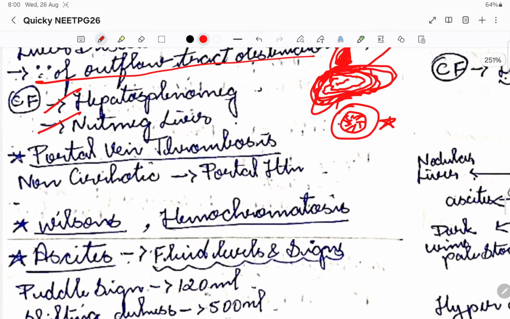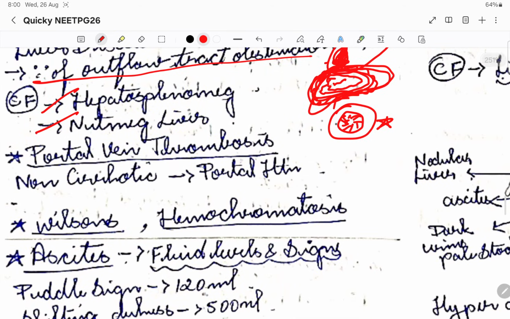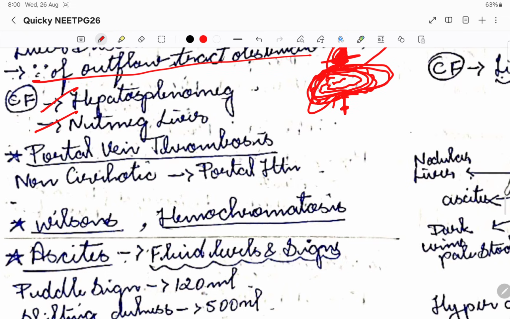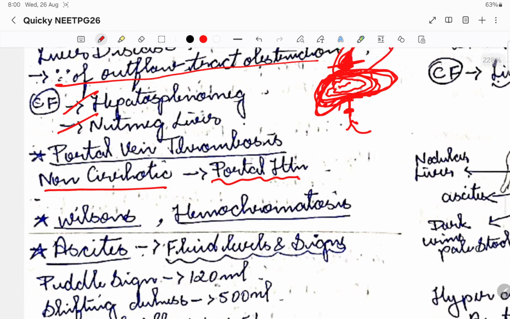Coming to portal vein thrombosis. In Budd-Chiari the obstruction was in the hepatic vein. But if there is an obstruction in the portal vein itself, somewhere outside the liver, it is going to cause portal vein thrombosis. This is also a non-cirrhotic type of portal hypertension. Portal hypertension is there because there is a blockage, but it is not because of the liver. The issue is from outside the liver.